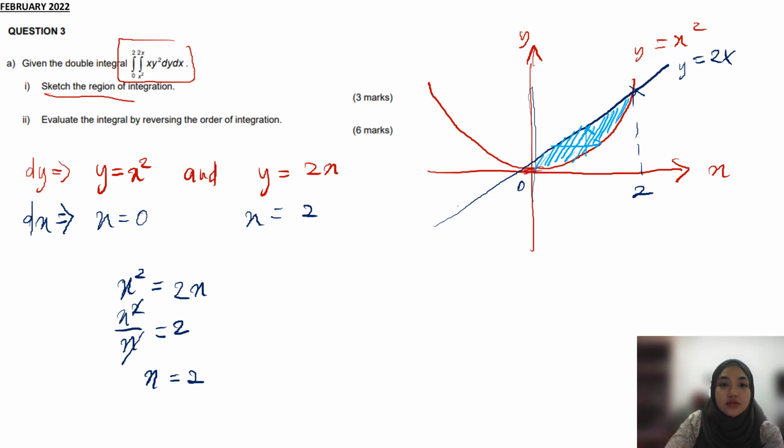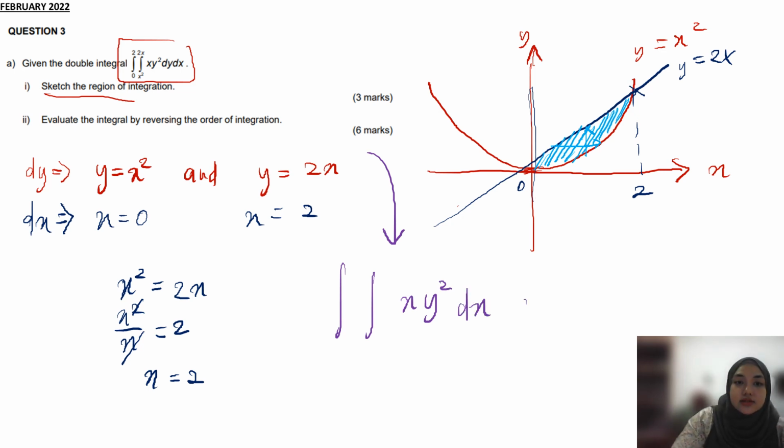Okay, for question number 2, evaluate the integral by reversing order. Of course, you have to integrate by reversing order. I write it here first: xy squared dx dy. For dx, you see that here, we want to read horizontally from this line until this line, from left to right.